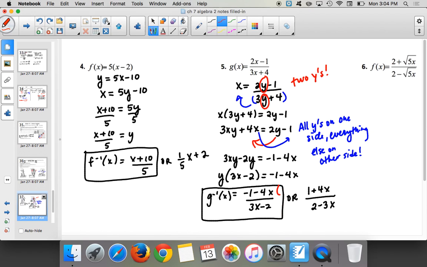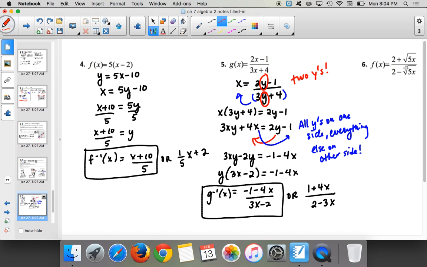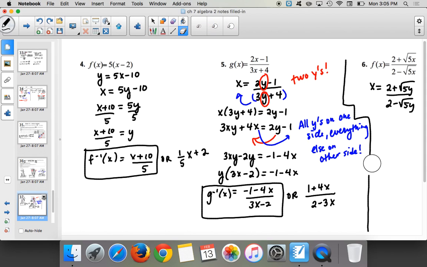All right, so this next one is going to be the same process, but we have a 5x under. So when I switch, I'm going to have x equals 2 plus the square root of 5y over 2 minus the square root of 5y, so I switched my x and y. And now I'm going to solve for my y.